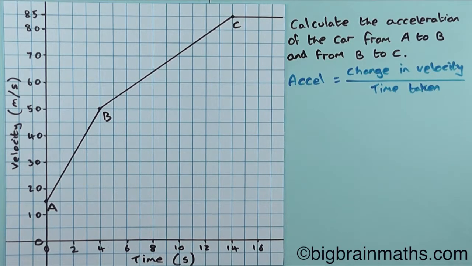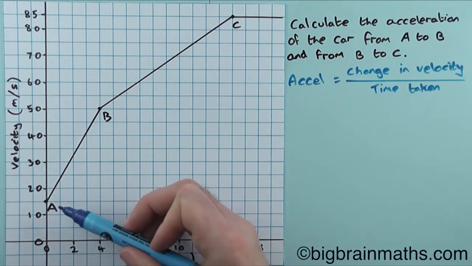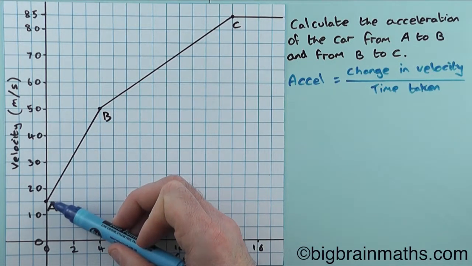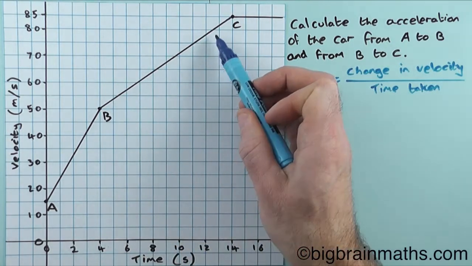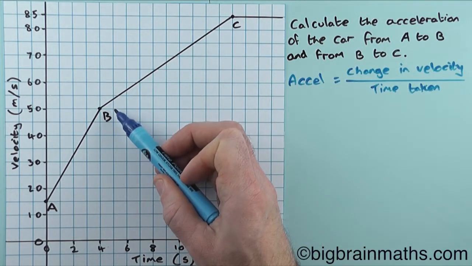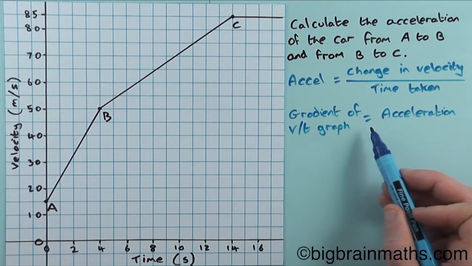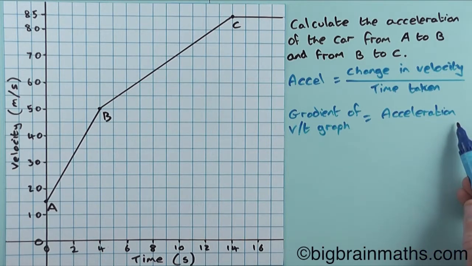And the second method to calculate acceleration from a velocity time graph is to calculate the gradient of the line. Because on a velocity time graph, the gradient of the line is equal to the acceleration. So you need to remember that the gradient of a velocity time graph is equal to the acceleration. Now actually we're going to learn that both of these methods are exactly the same as each other.